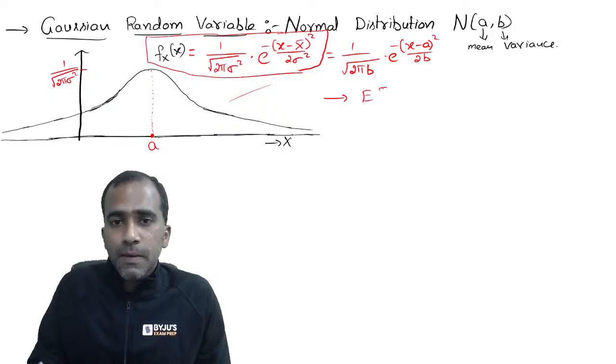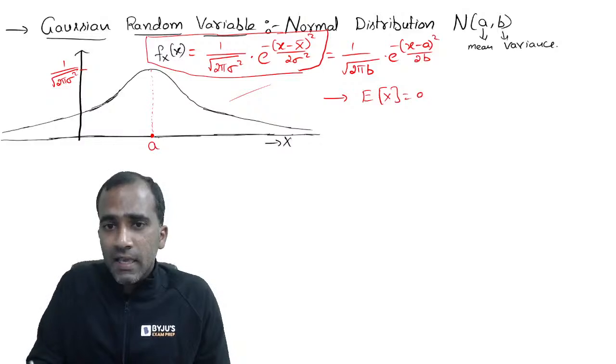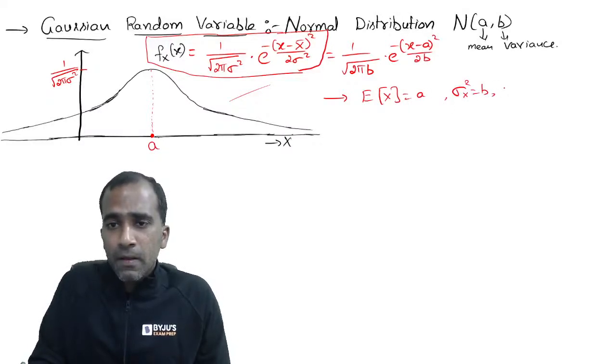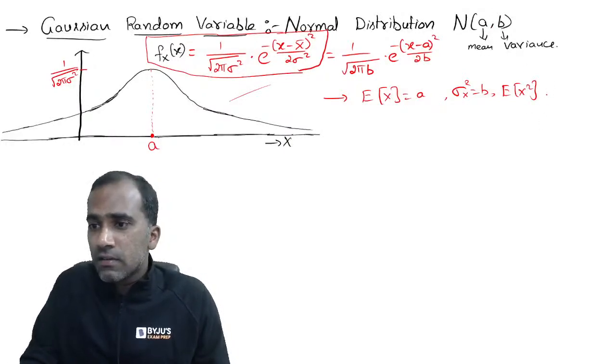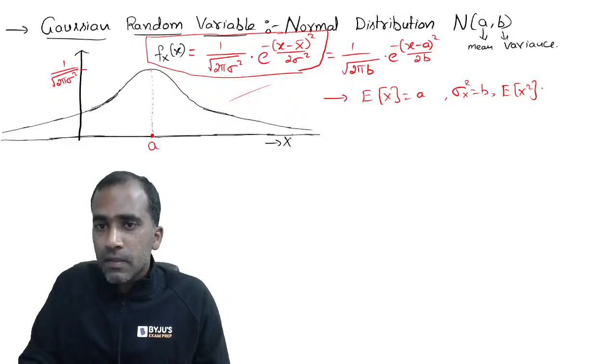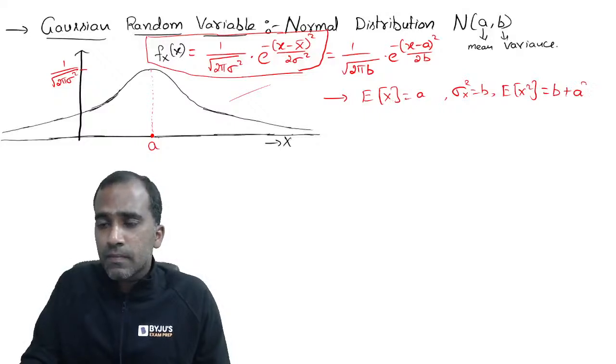So what is the expectation of x here? Expectation of x, in this case, is a, and sigma x square is b. Could you tell me what is the expectation of x square? In this, expectation of x square is not directly given, but we can find it. It is the variance, which is b, the AC power, plus the DC power, which is a square.